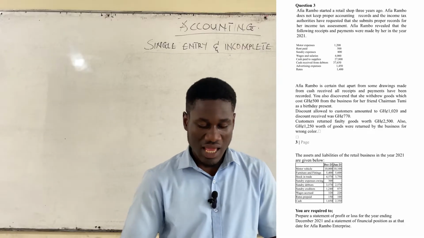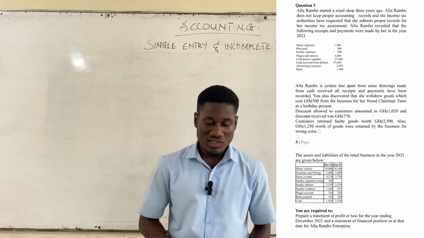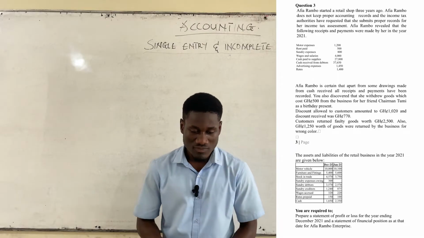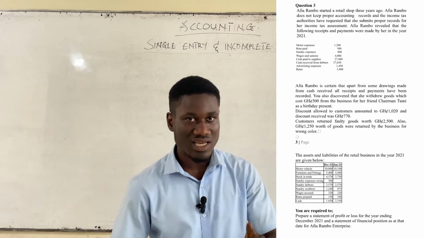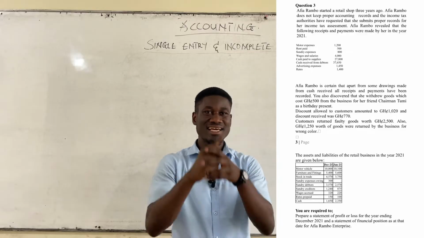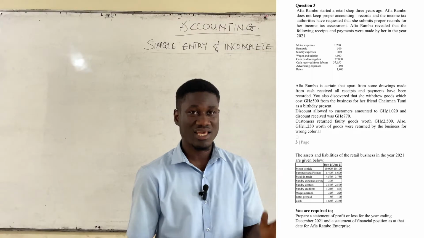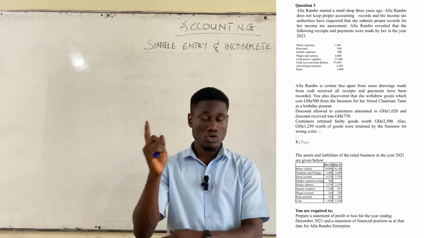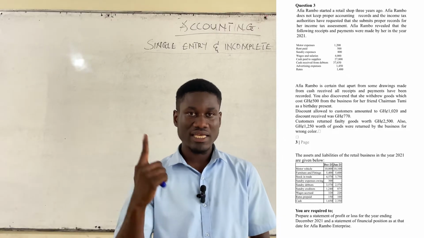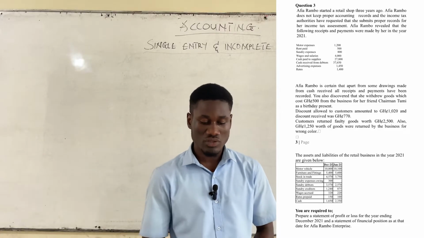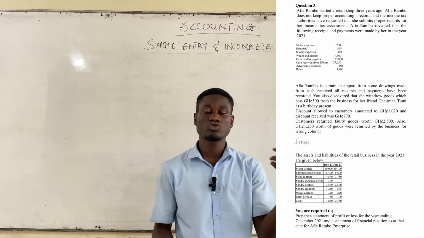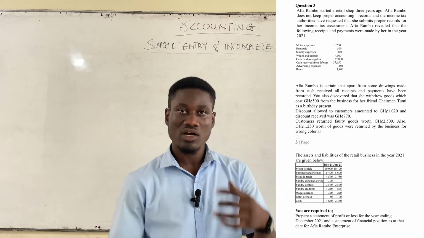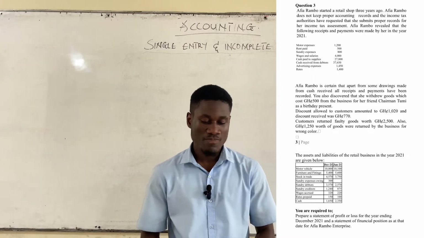Good. Discounts allowed to customers amounted to 1,020, and discount received was 770. So that means that discount allowed is going to be shown in the debtors control account and in the income statement. Discount allowed to customers, it's going to show in the income statement and debtors control account. And the discount received was 760. It's going to show in the creditors control account and also in the income statement.